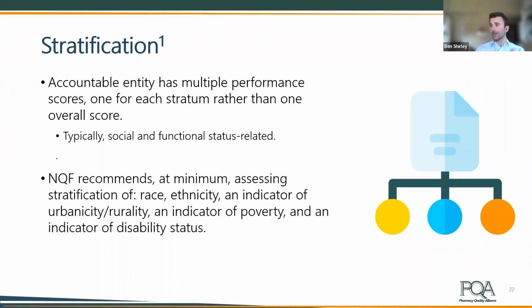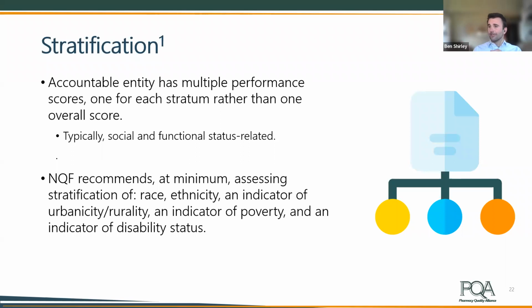So what exactly is stratification is a good place to start. Stratification refers to breaking out rates by different subgroups for a quality measure. So essentially, an accountable entity is going to end up with multiple scores, one for each subgroup of interest rather than just one big overall score. Frequently, these subgroups are going to be based on some sort of social or functional status related factor, although there are lots of different recommendations out there for exactly what you should and shouldn't stratify by.